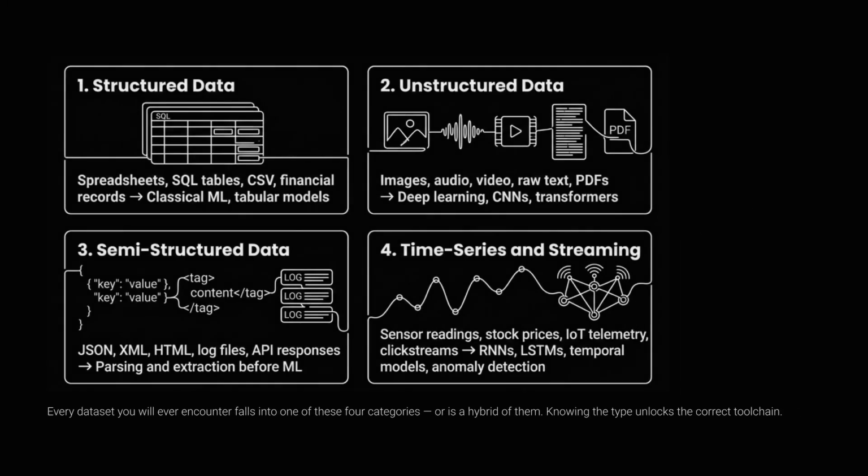Every dataset falls into one of these 4 categories or is a hybrid. Structured data involves spreadsheets and tables. Unstructured data includes images and text. Semi-structured data is found in JSON and XML. Time series data involves temporal patterns from sensor readings and streams.